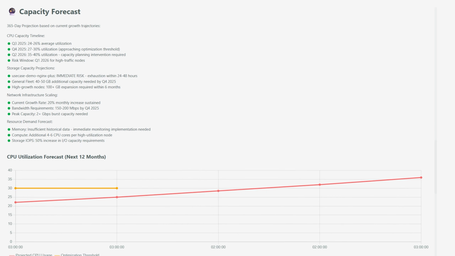Then we have the capacity forecast, what will happen in the future. For metrics that are in the future, we get some quarterly warnings, what will happen in the next quarters and when we need to intervene. And for the storage capacity, we can see that one of our nodes needs immediate action within the next 48 hours to not fill up its disk.